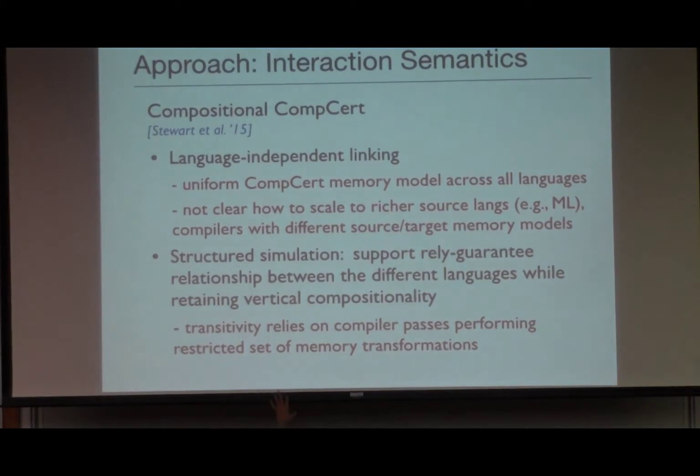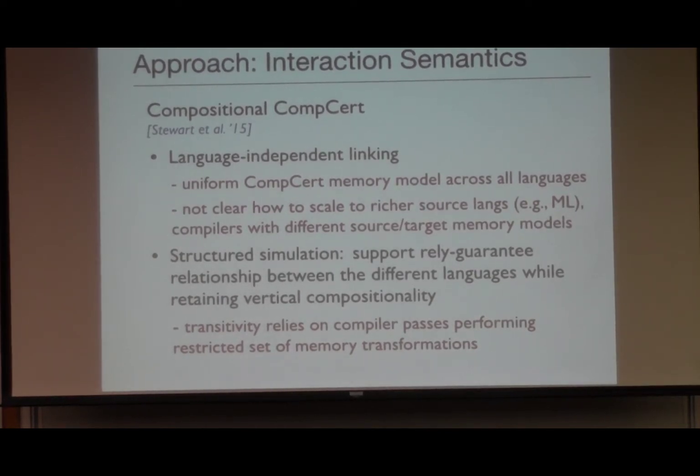And then the structured simulation approach, I've already just said this. Transitivity relies on compiler passes performing a restricted set of memory transformations. If you come in and throw one more pass into your compositional CompCert pipeline, and it does a weird memory transformation that you hadn't thought of before, that does not satisfy the structured simulation requirements, you're out of luck. You're going to have to redesign your entire rely-guarantee protocol in some sense.